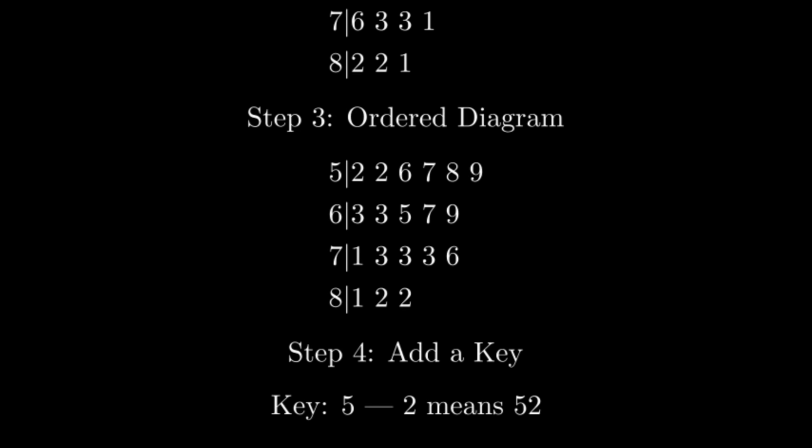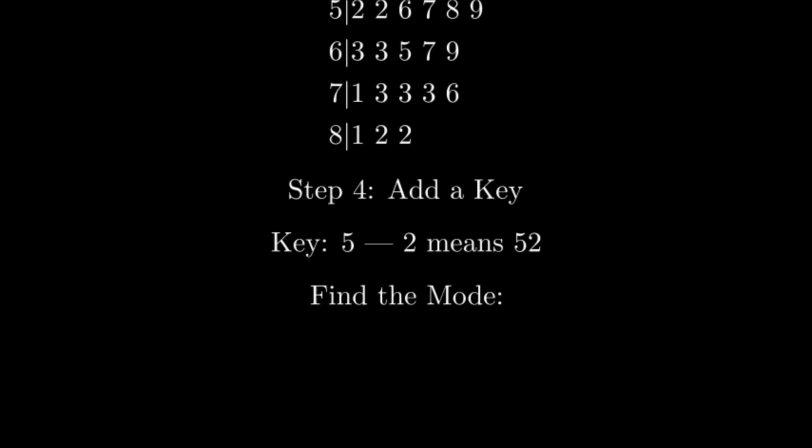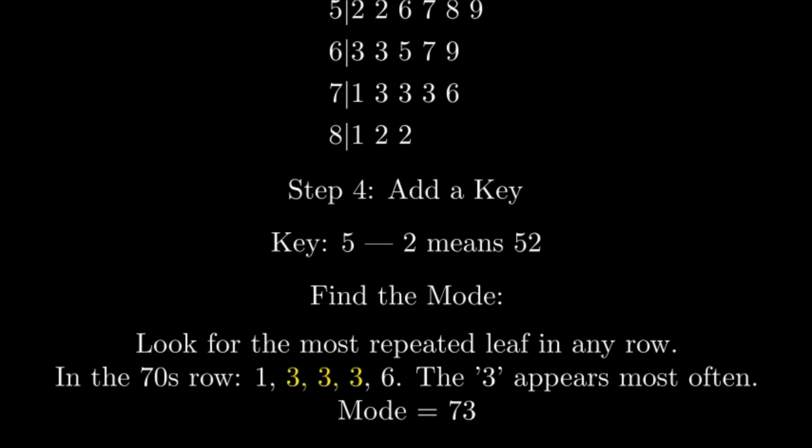Now, with our ordered diagram, we can easily find key statistics. Let's find the mode. The mode is the most frequently occurring value. We look for the leaf that repeats most often in a single row. In the row for the 70s, the digit 3 appears 3 times, so the modal score is 73.